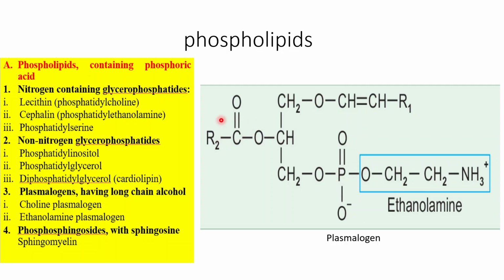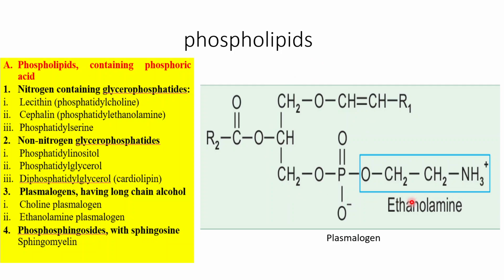We know the second has the fatty acid and the third one has a phosphoric group, that is why it is a phospholipid. Now in the first hydroxy group, in the case of plasmalogen, a long chain unsaturated alcohol is attached. And this is known as plasmalogen.